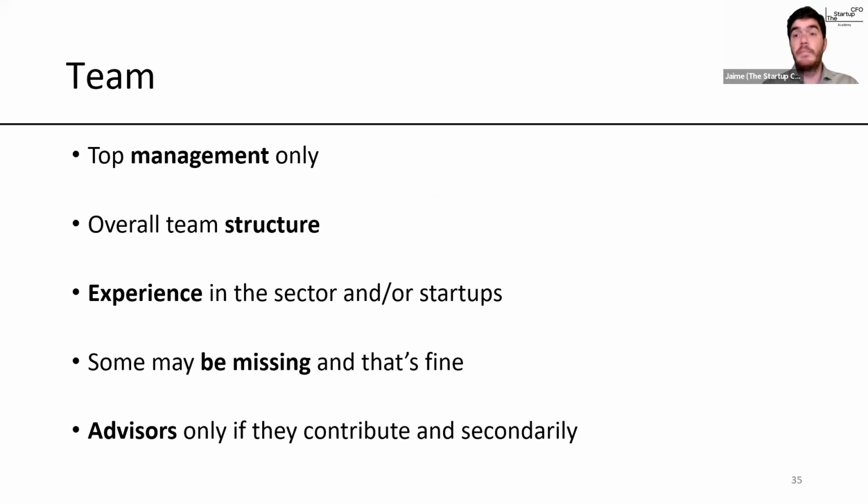Team. Many times we see startups that write up the name of absolutely everyone there. We suggest only putting the top management, usually the C-level. So put the profiles of the C-level and then the overall team structure. We will see an example soon, like how many people more or less you have in each department.